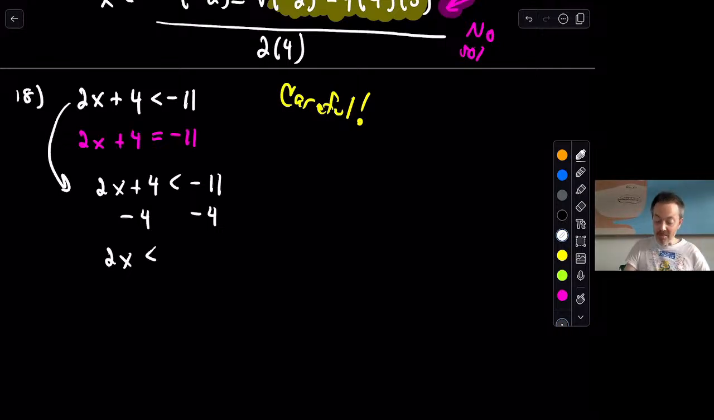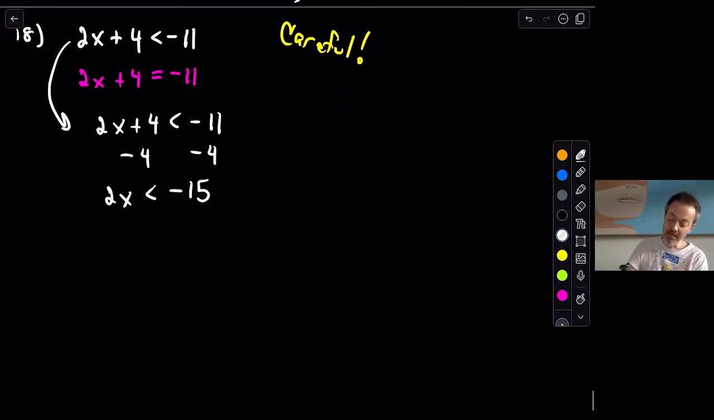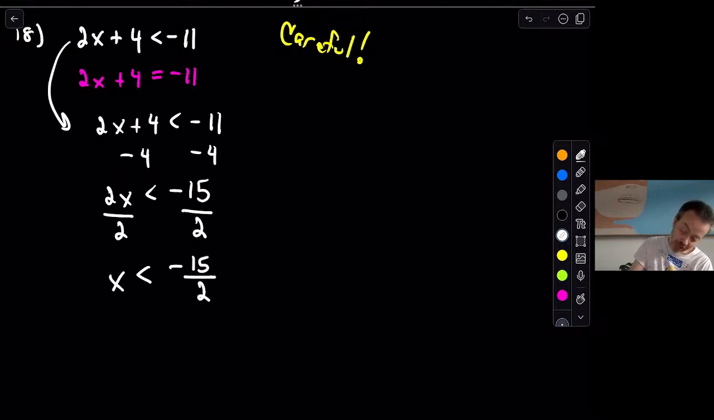Negative 11 minus 4 is negative 15. And if you divide both sides by 2, well, I'm dividing by a positive number, so the inequality doesn't change directions. So negative 15 over 2 would be the solution.